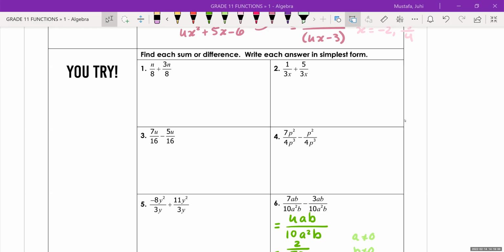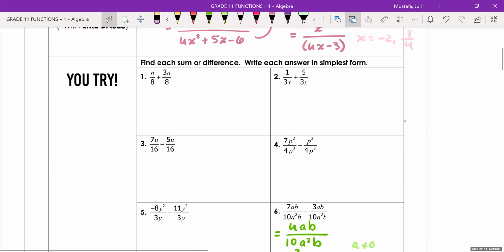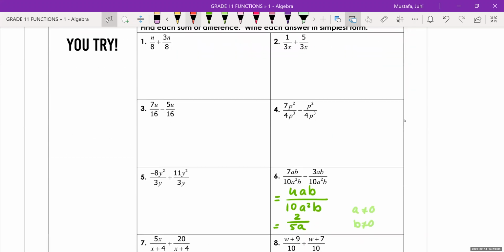Okay, so this is video number 2, I guess, of adding and subtracting with like bases. Okay, so question number 2, we're going to go 7p squared minus p squared, which is just going to give me 6p squared over 4p to the power of 3. Six over 4 can be reduced to 3 over 2. P squared divided by p to the power of 3. Where's my p going to end up? In the denominator. So it's going to be 3 over 2p as my final answer.